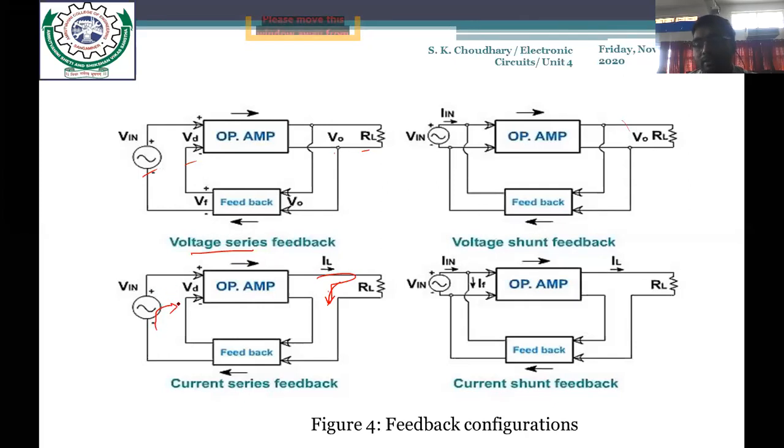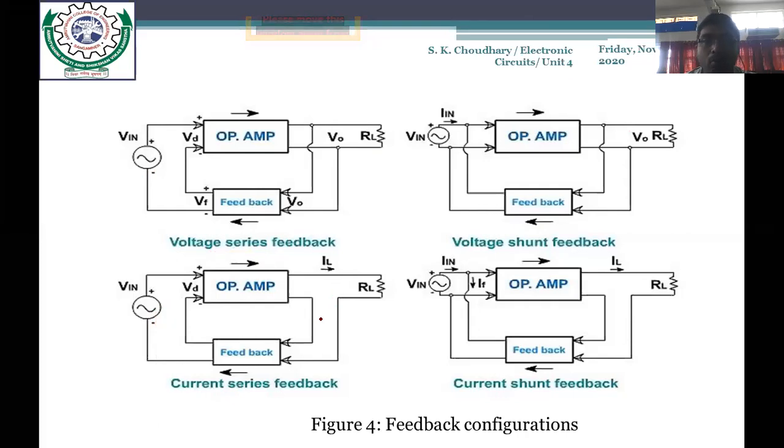That means it is series mixing. And the last one is where output current is fed back to the feedback network, but it would be mixed in shunt manner. That's why the feedback network is connected in parallel with respect to the input voltage source. So it is called a current shunt feedback.